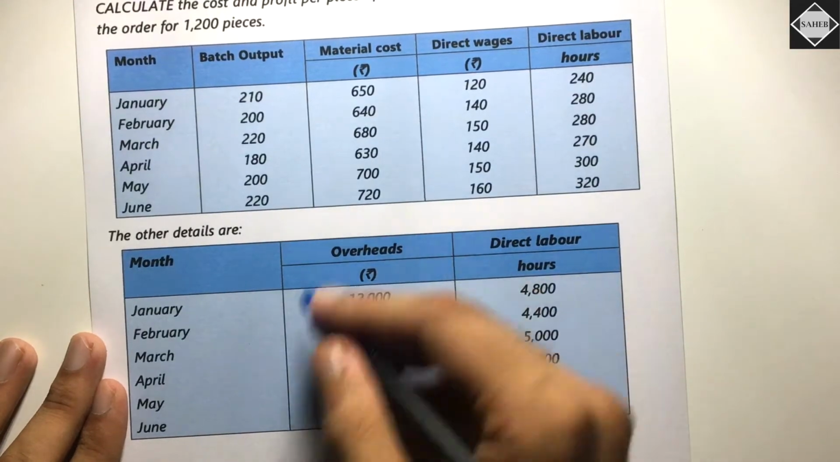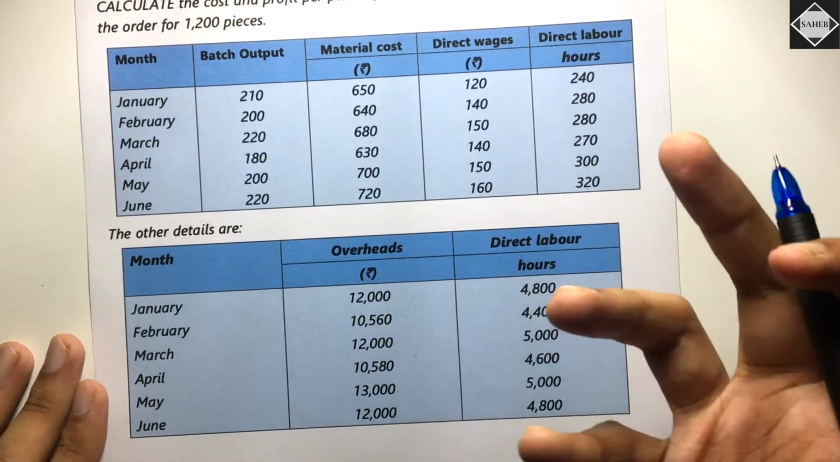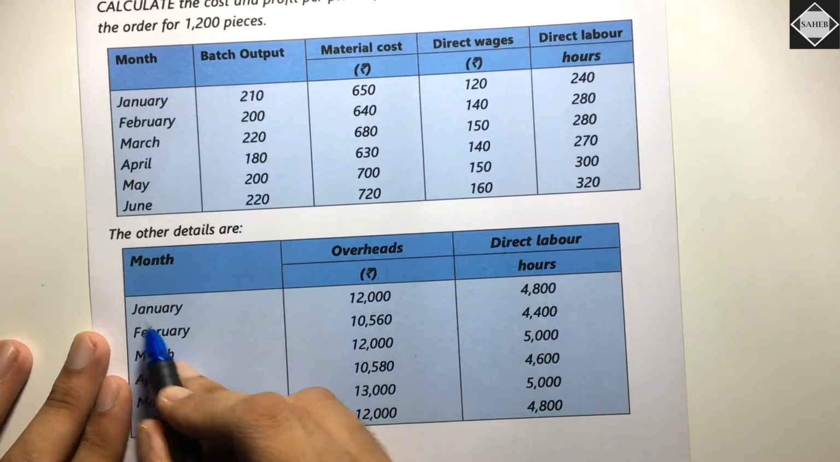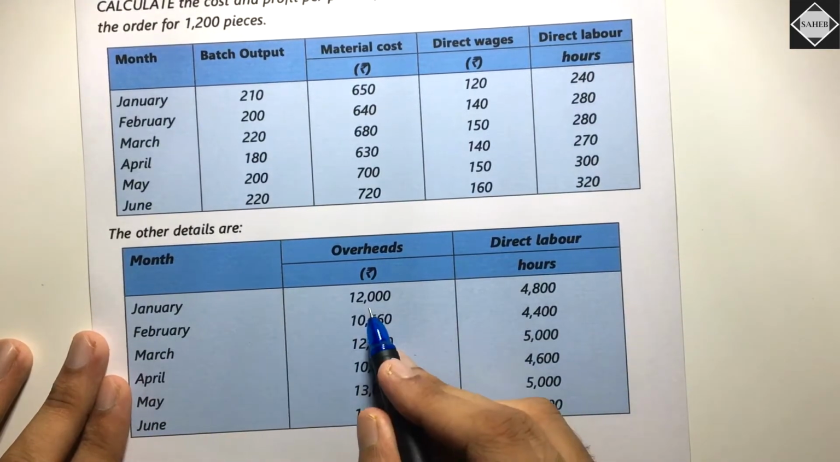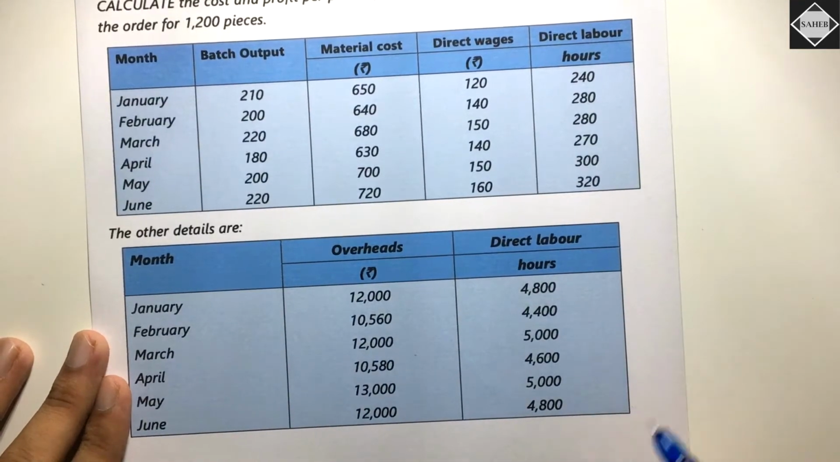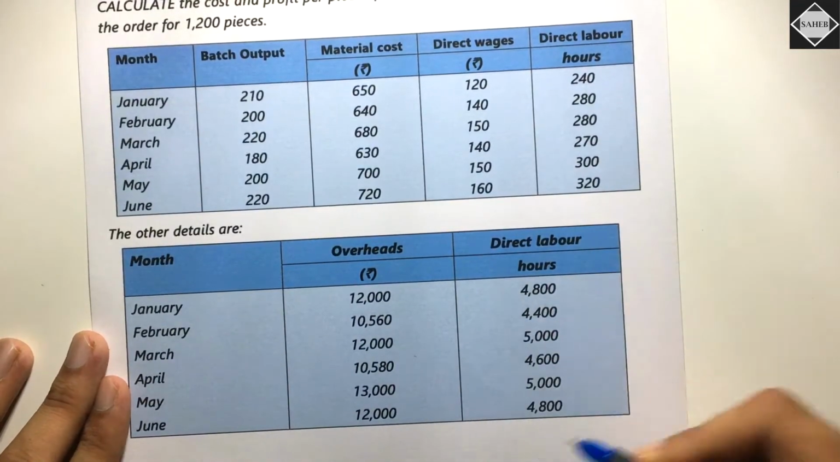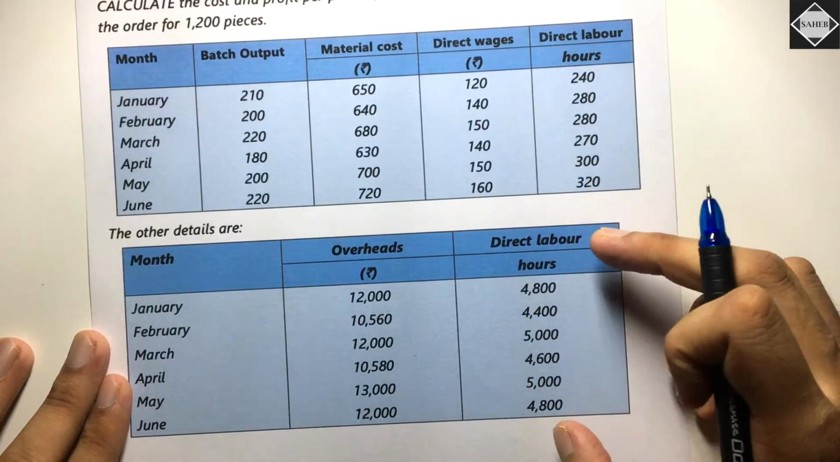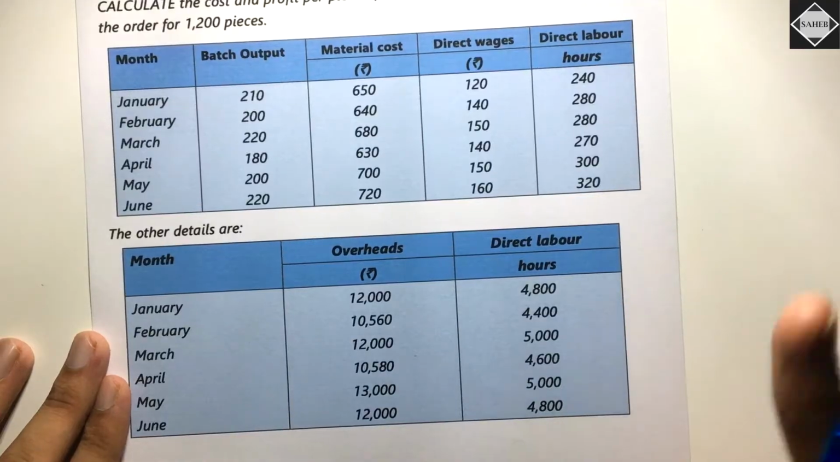Now these overheads are of course of the period, of the entire factory in a particular period. The overheads for the month of January are 12,000, for February 10,560, and so on. And then here they have given us direct labor hours. Now please don't get confused. These are the labor hours of the entire factory.